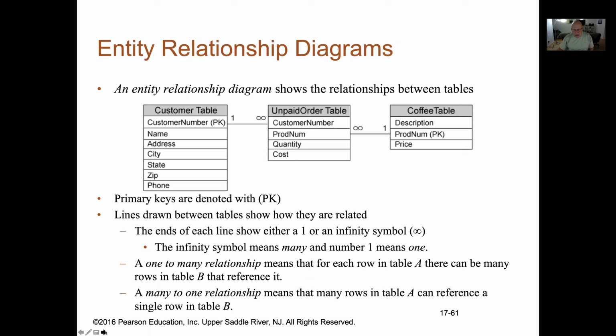So an entity relationship diagram shows the relationship between tables. Remember we talked about an entity relational database. Primary keys are denoted with a PK. Lines drawn between the tables show how they are related. So in the customer table, you're going to have a customer number. In the unpaid order table, you're going to have a customer number. And then in the coffee table, you're going to have the product number, which relates to the unpaid order table product number.